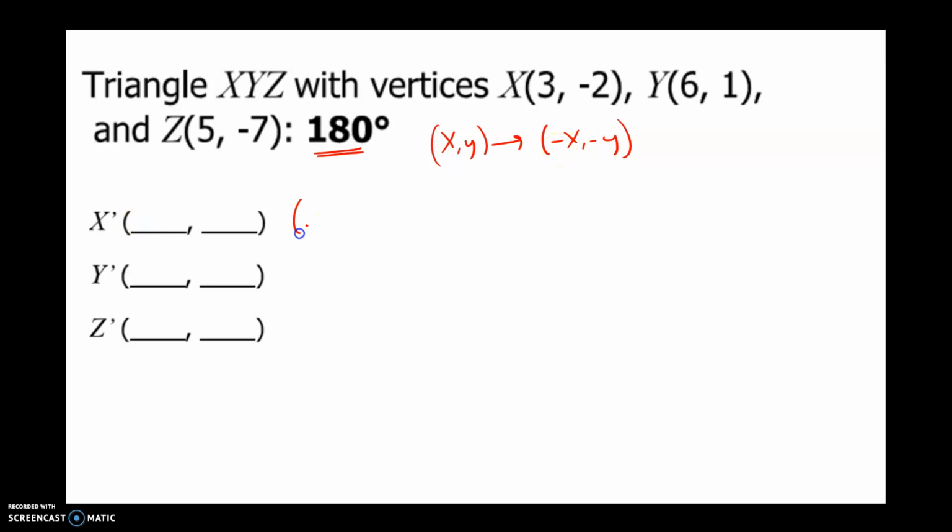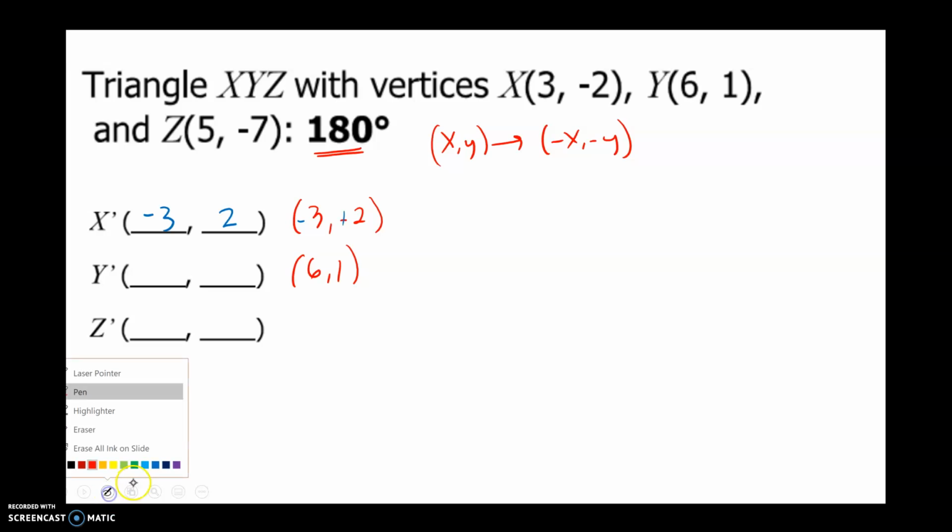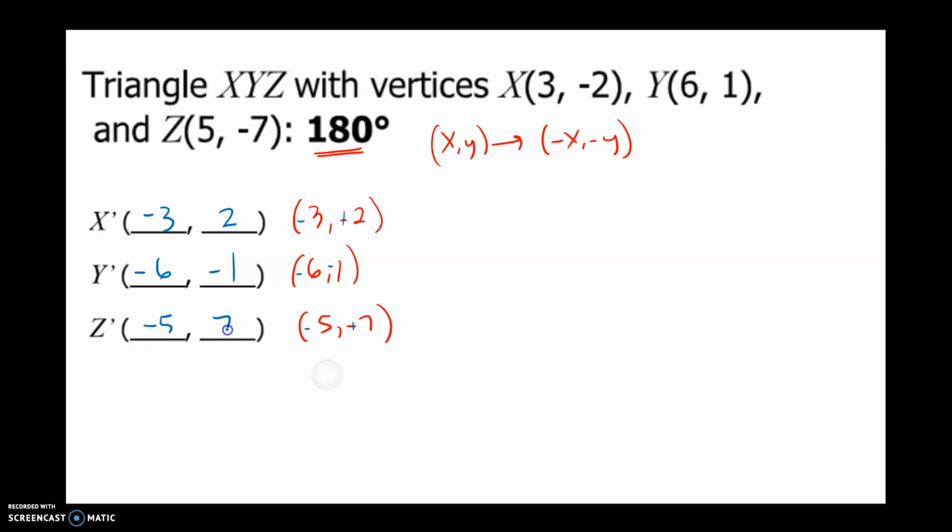So let's see here. My x, I'm starting with 3, -2. And all I'm doing is keeping them the same. So I'm just going to make these guys the opposite of what they are, which is going to be a negative and a positive. So I'm going to get -3, +2. For my y, I'm starting with 6, 1. And I'm going to do the opposite, keeping them in the same spot, which means I'm going to have a negative, negative. So I'm going to get -6 and -1. And then my last one, I have the point 5, -7, doing the opposite to both of these guys. So I'm going to get a negative, positive. So my answer is going to be -5, +7.